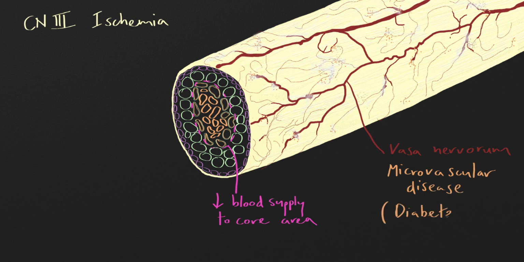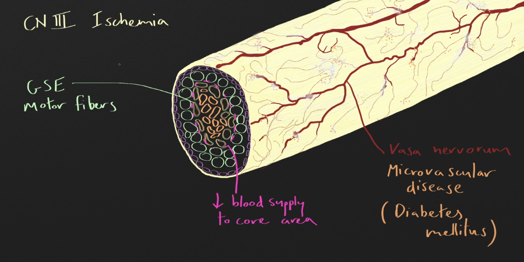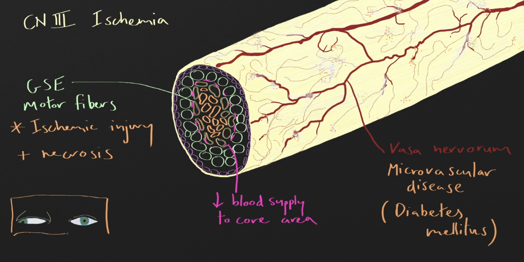So as we've seen before, the blood supply comes from the outside and goes in. Therefore, the area in the core is going to be the most susceptible to decreased blood supply. And that's why we have these motor fibers in the inside of the nerve that are now undergoing ischemic injury and necrosis, whereas the parasympathetic fibers on the outside are spared. And that's when we're going to see ptosis and our eye going down and out without any associated pupillary changes.